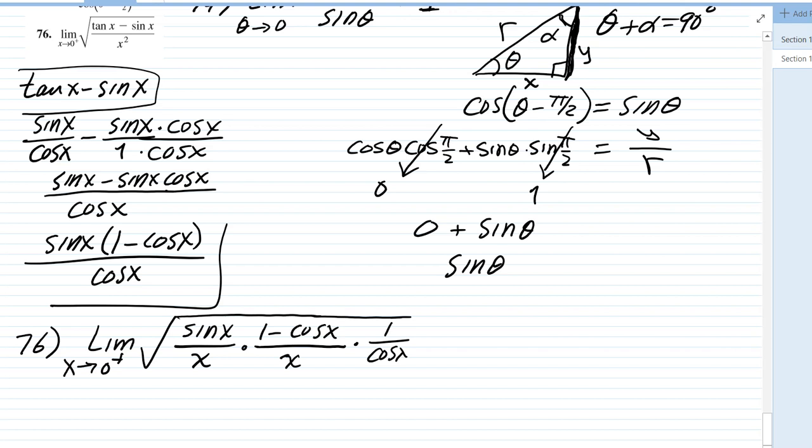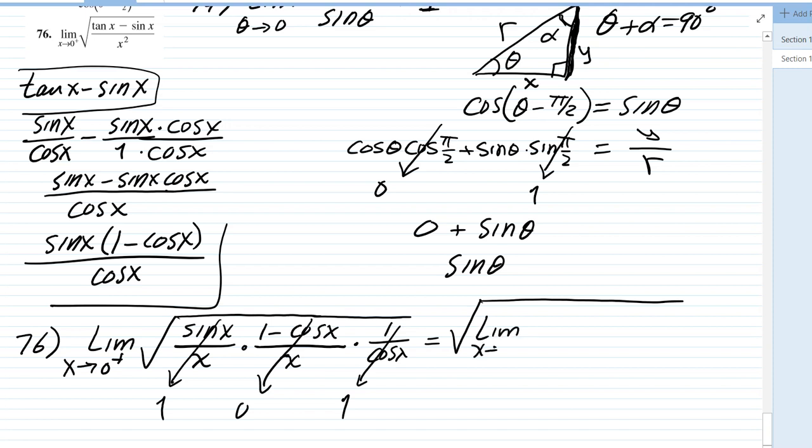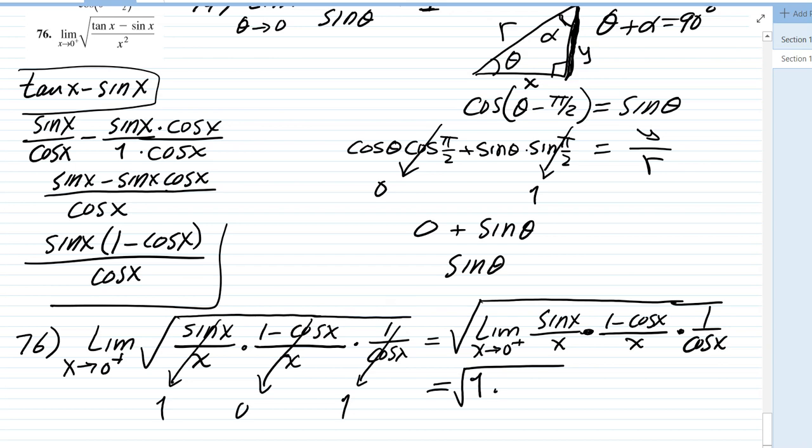And the reason is because the limit of this one is 1. The limit of the middle one is 0, and this limit is 1. So the answer to this is going to be, well, here's my next step. If you want to insert a step, that's going to be limit of a square root is going to be square root of the limit as x goes to 0 from the right of sine x over x times 1 minus cos x over x times 1 over cosine x. And then individually we can use the product rule within the radicand under the radical sign. And you get square root of 1 times 0 times 1, which is 0. Okay? And there you have it.